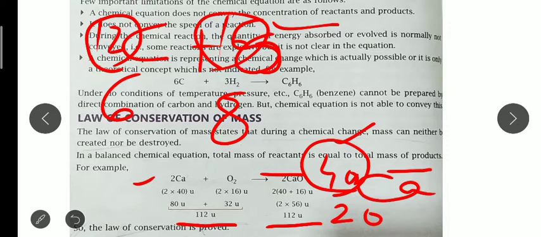You only have to remember the mass of the elements. If you know the mass, then you can easily do the multiplication and addition, and you can prove any reaction like this.